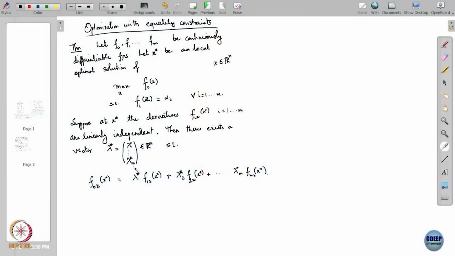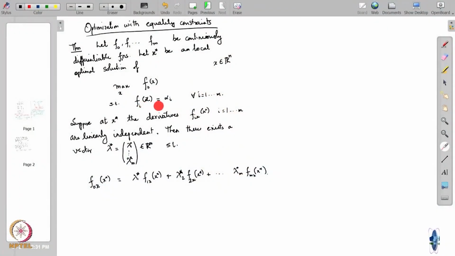X star is an unknown which we want to find. In addition to that, the lambda is also an unknown, right? So, x star is n length, so there are n unknowns in x star, and m unknowns in lambda, because lambda is of length m. So, there are m plus n unknowns. You have n equations that come from here. You need some more equations. Where are they coming from?